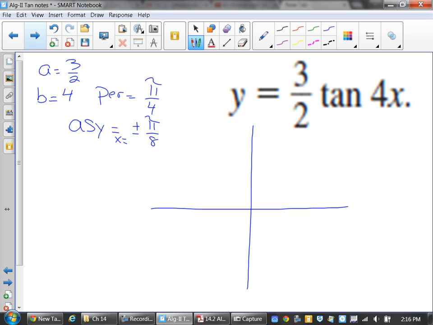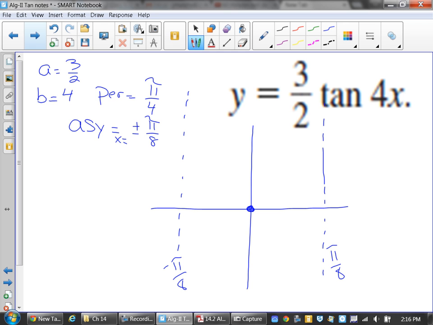When you start tangents, you know that each one of these parent functions is always going to go through the origin. So put a dot there. Mark your asymptotes. Pi over 8. Negative pi over 8. And the reason we can say that our period is pi over 4 is, well, what's 1/8 plus 1/8? 1/4. So the distance between your asymptotes is 1/4, pi over 4 if you want. Okay. That's how that works.